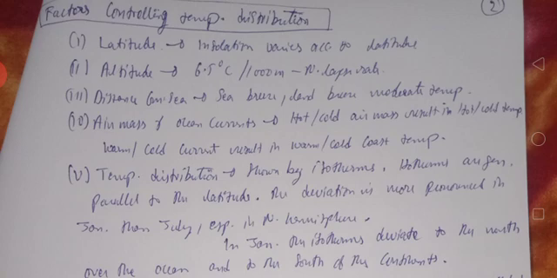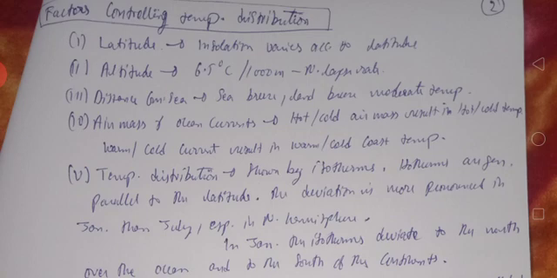Air mass and ocean currents also control temperature distribution. Hot or cold air mass results in hot or cold temperature. Warm or cold current results in warm or cold coast temperature. Now the fifth point is temperature distribution. Temperature distribution is shown by isotherms.